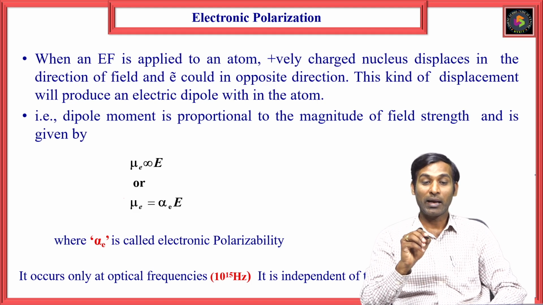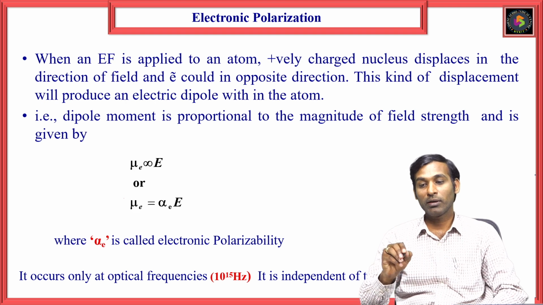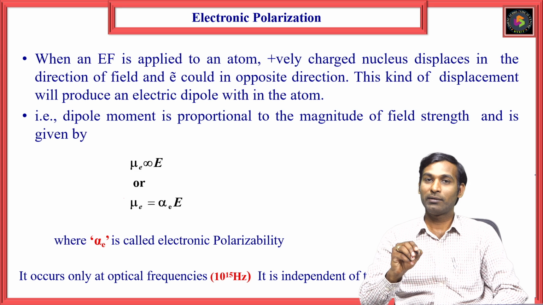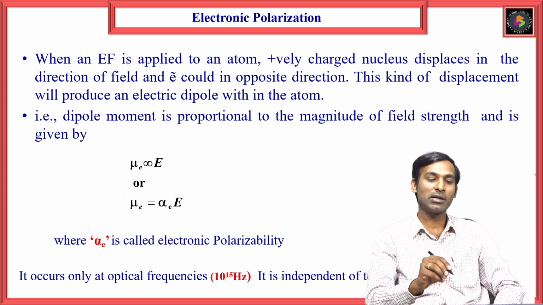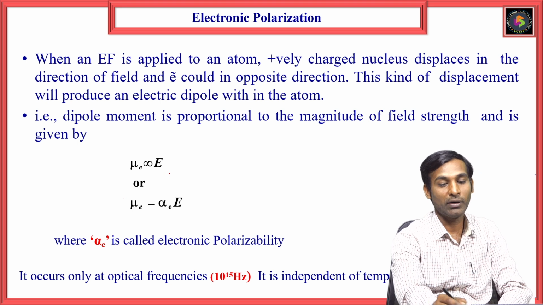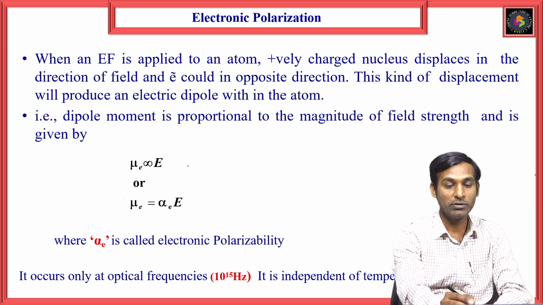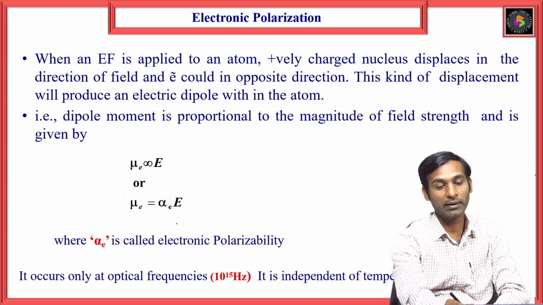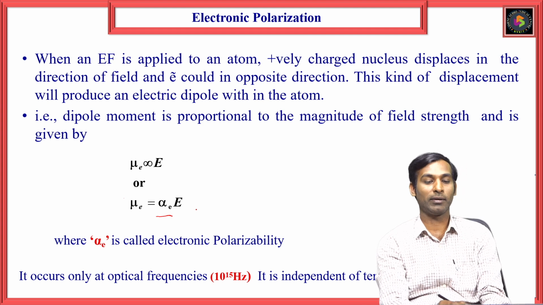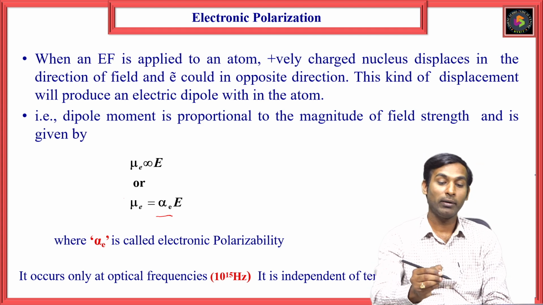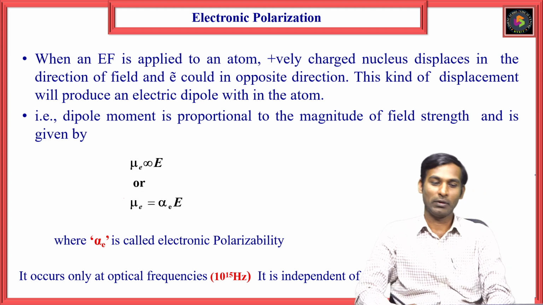So here the dipole moment is proportional to the magnitude of the field strength, in the form of mathematical notation. Induced dipole moment is directly proportional to the electric field intensity, or we can write induced dipole moment is equal to one new parameter, that is alpha E, into electric field intensity.